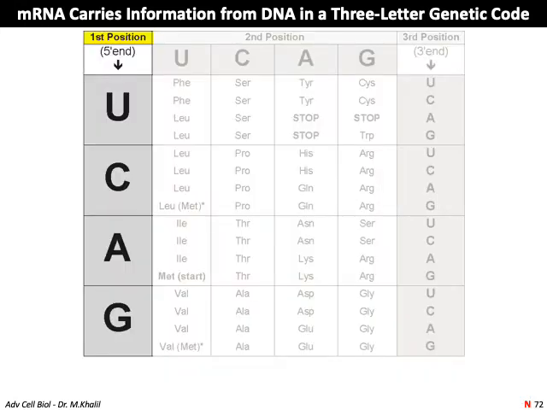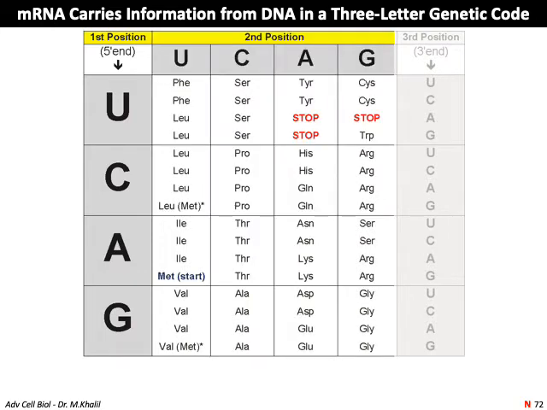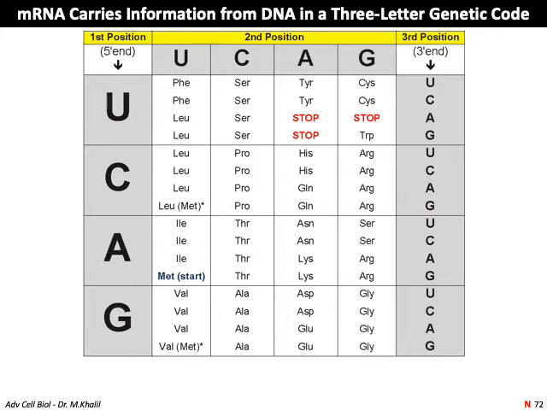If you look closely at the table, the first column represents the first position while reading in the process of translation, the second column represents the second position of the triplet code, represents these four nucleotides, and this is the third position.